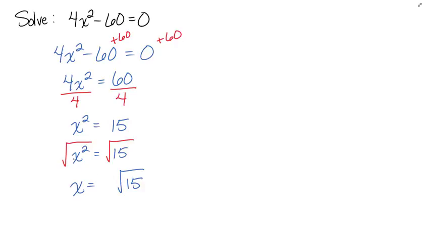But remember, when you use a square root to eliminate an x squared as part of solving the equation, you need to put a plus or minus in there. So remember, that means that our solutions are positive square root of 15 and negative square root of 15.